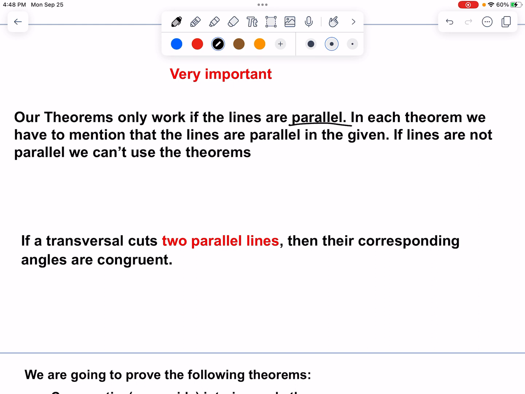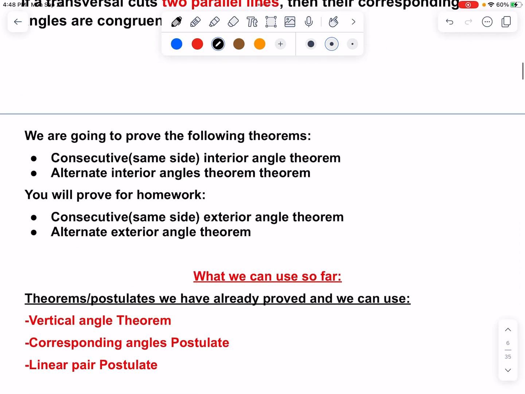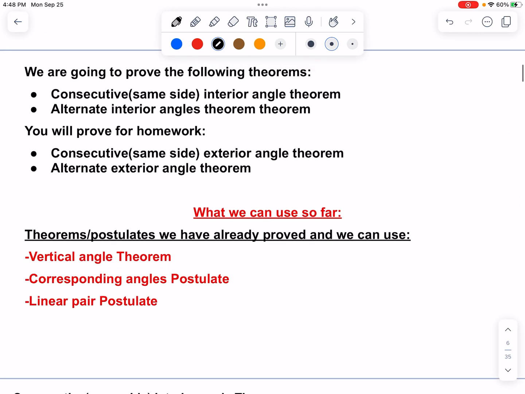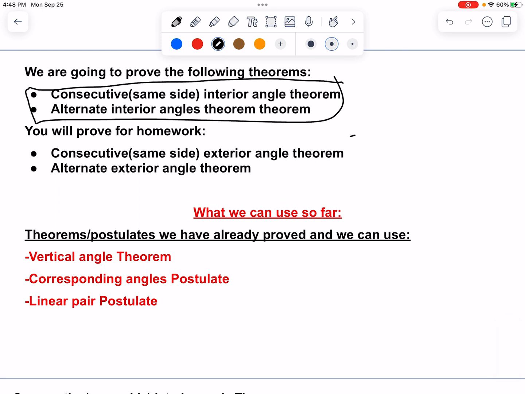That's why the given in all of the proofs will start with lines that are parallel. If they're not parallel, none of our theorems work. So let's try to prove. We're going to prove these two in the video, and then you're going to prove these two as homework. The homework questions are going to be similar to the questions in this video.